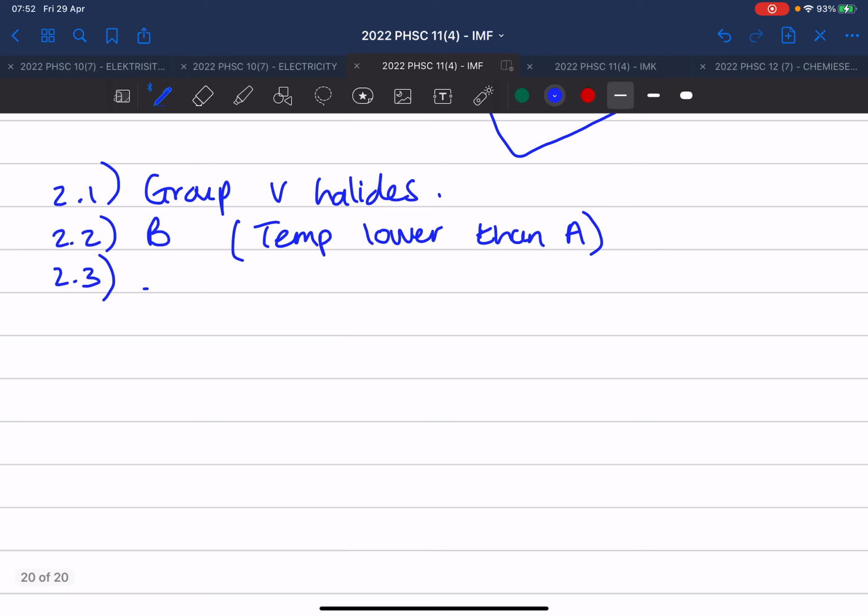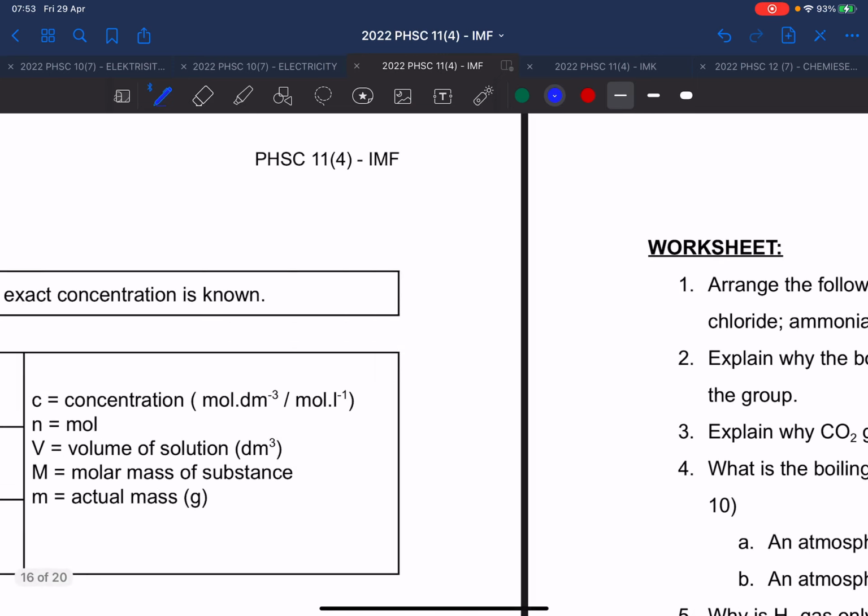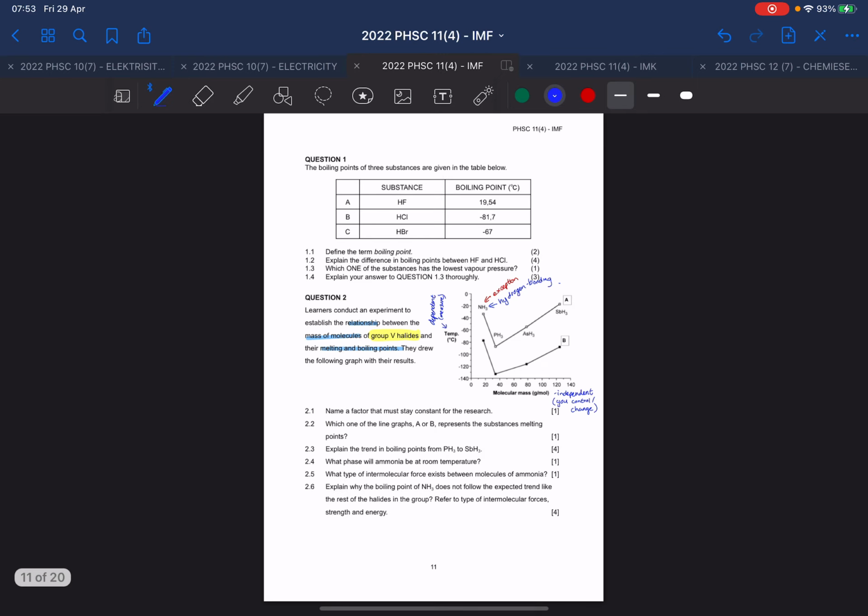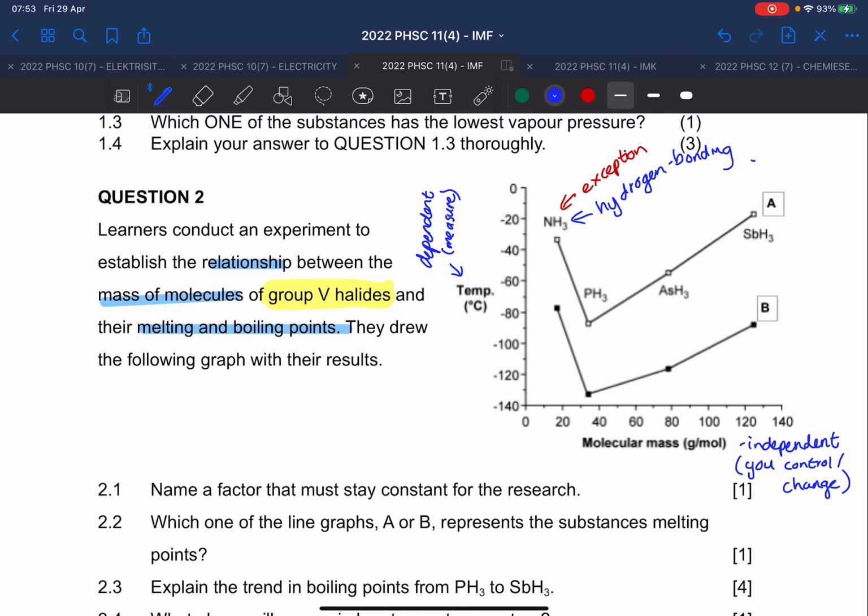Question 2.3, they ask, explain the tendency or the pattern of the boiling points of phosphorus hydride to this one. So they don't ask for all of them. I'm just going to go to our graph quickly again. They didn't ask for all of them. They asked the boiling point, so the top one, only from there to there. So not all of them, only those ones. Okay. Right. So we don't look at ammonia. Why not? Because ammonia is the exception that has hydrogen bonding in it.